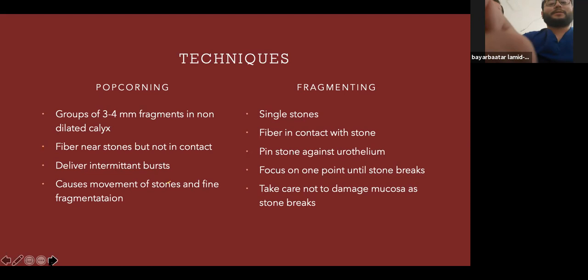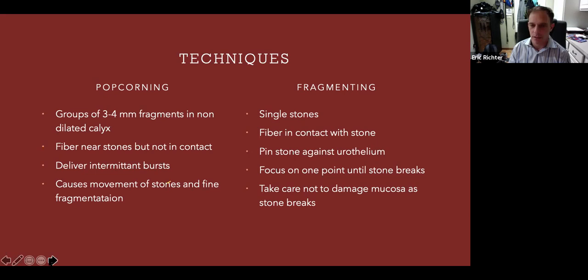Okay, so fragmenting, this would be either a single stone or maybe a small stone or a fragment. You basically have the fiber in contact with the stone and pin it against the urothelium. If it's in the ureter, that's a little easier, or oftentimes a calyx, you'll pin the fiber literally mechanically, physically against that. And you're essentially boring a hole into the stone until the stone just fragments and splits.